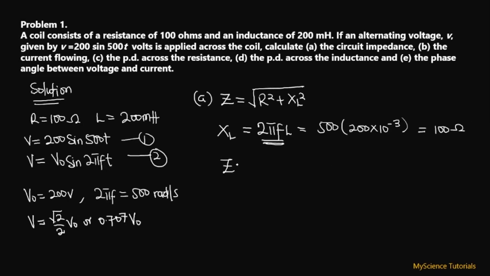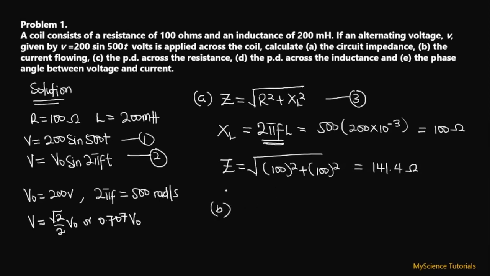So now that we have our inductive reactance, we can just do the substitution back into this formula to get our impedance. So our impedance is going to be the root of our resistance, 100 squared, plus another 100 squared, and this is equal to 141.4 ohms. So this is the impedance of the entire circuit.